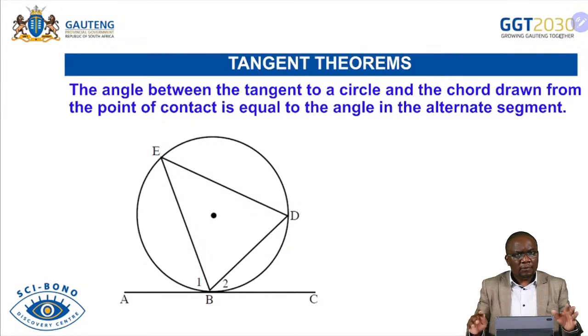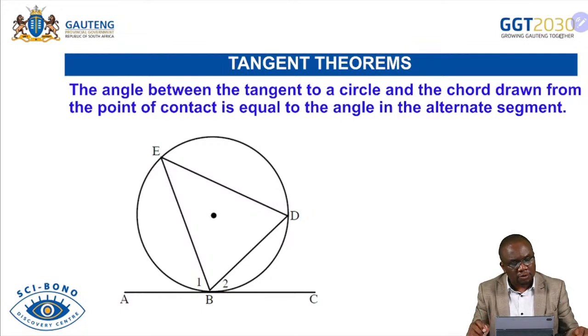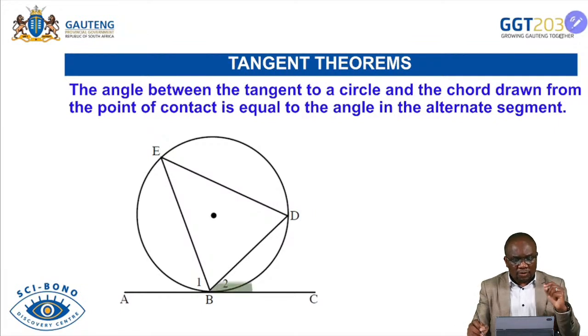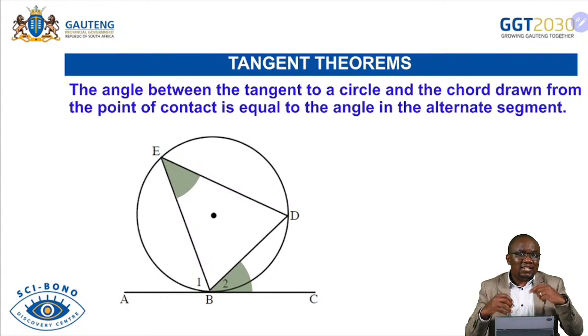Right, now we're going to look at the proofs, okay? The angle between the tangent to a circle and the chord drawn from the point of contact is equal to the angle in the alternate segment. This is the second time we're talking about this theorem, isn't it? Now we're doing the proofs. This is examinable. You have to know how to prove this, okay? So now we're talking about this angle being equal to that angle. The angle E is in the alternate segment. I've emphasized this a lot.